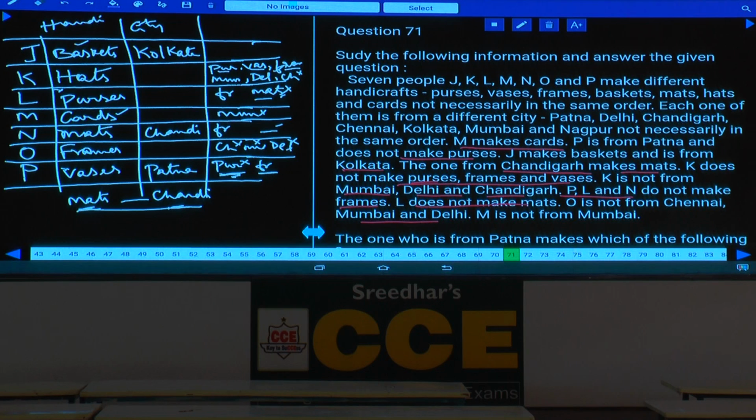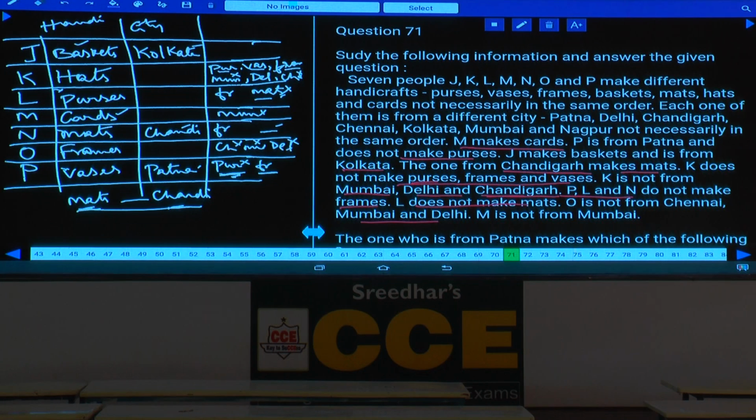Done with this? Then coming to the cities, Kolkata, Chandigarh, Patna were done. Mumbai, Delhi and Chennai. Now K is not Mumbai, K is not Delhi, K is not Chennai. K cannot be Delhi, Chennai, Mumbai, Kolkata, Chandigarh or Patna. Hence what is the only thing left over here? K must be from Nagpur. K is not from Chandigarh, so ruled out Mumbai, Delhi, Chandigarh, Kolkata and Patna.